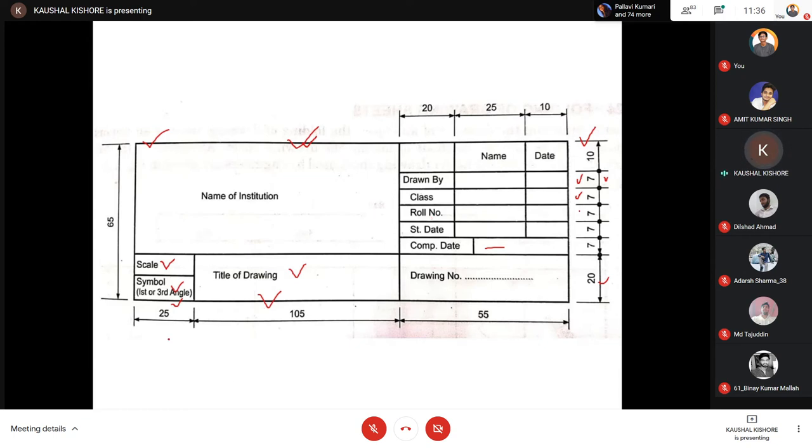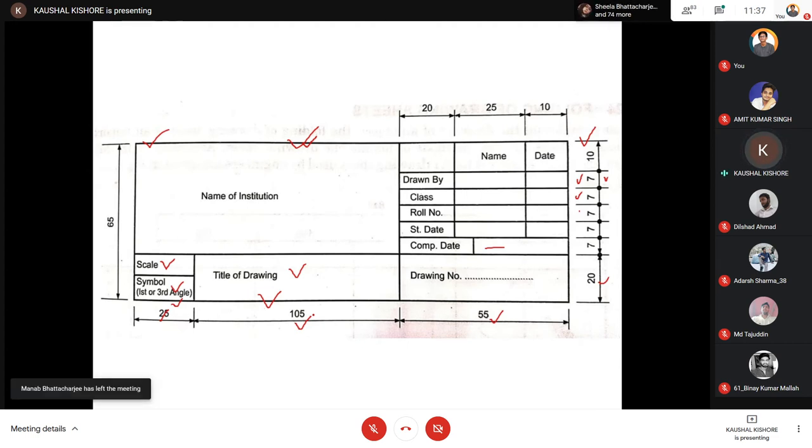And you only have to write 25, 105, 55, 20. Only this one. You do not write like 55 mm or 105 mm, because at the bottom side, near the bottom borderline, you have to write "all dimensions are in mm". It means that whatever digit we have taken on your drawing, that digit will be in mm only. The pen is not to be used on the drawing; you have to write only with the help of a pencil.